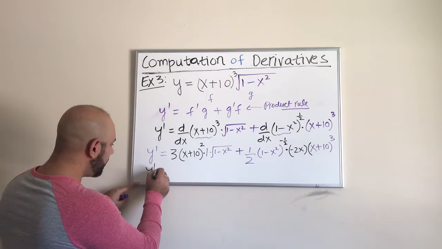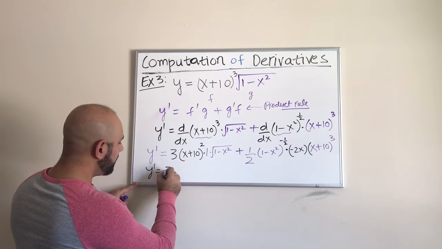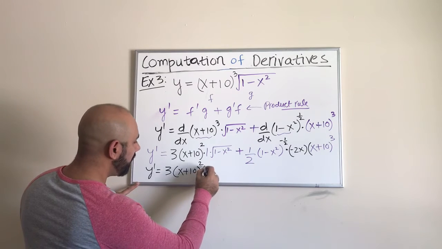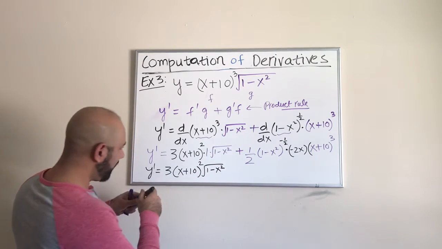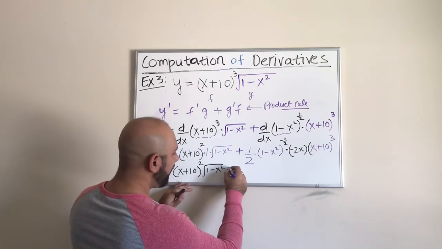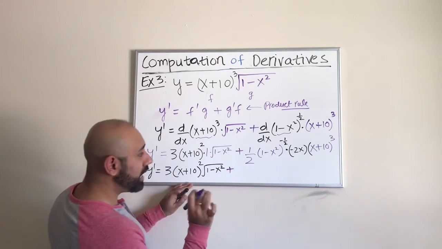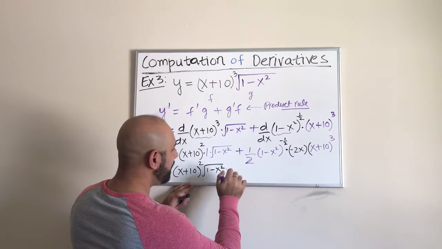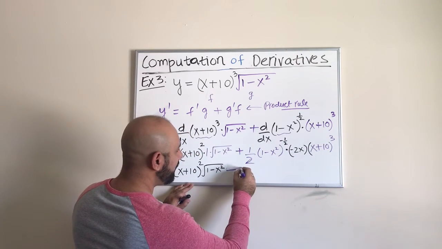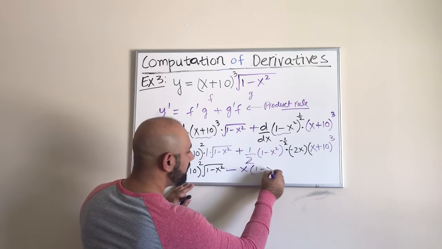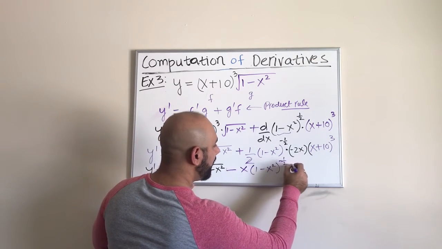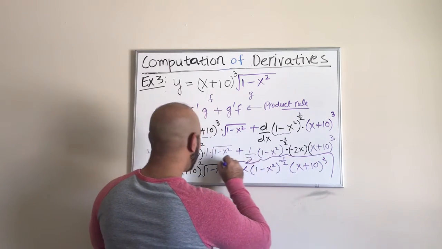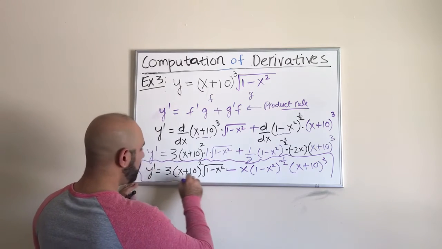So guys, y prime is going to be 3 times 1 is 3, so it is just 3 times x plus 10 raised to the power 2, and then square root of 1 minus x squared. That takes care of that half. And then guys, right here on the other side, this 2 and this 2 cross out, right? Then I'll have a minus x, so I can just take that minus here, and then I can write it as x times 1 minus x squared raised to the power negative 1/2, and then there's x plus 10 raised to the power 3. So this is my final answer for the derivative of this function.